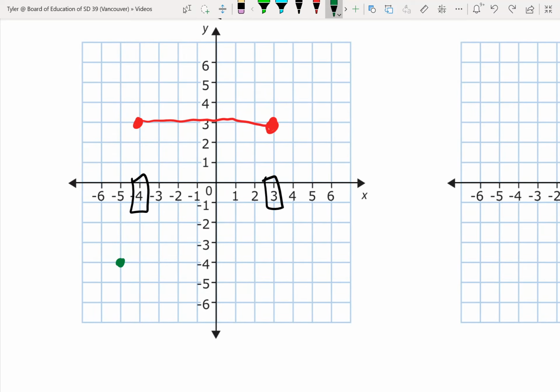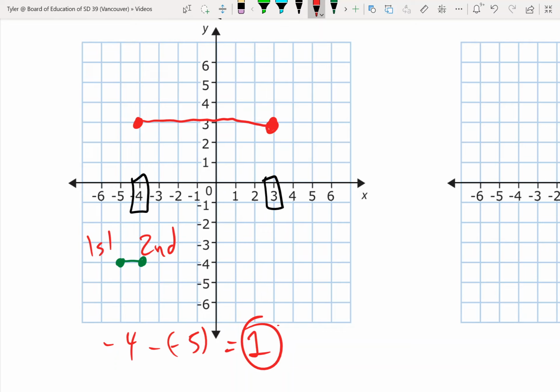Let's just do one more really quick. Let's over here. Okay, this is obviously 1, but let's just use the numbers like we said. Negative 4 minus negative 5. So it's negative 4 plus 5 gives us 1. So sometimes it's good to use logic to check, does my answer actually make sense? But it's really important to think, we always want to take the second point and subtract the first point. So it's second minus first.